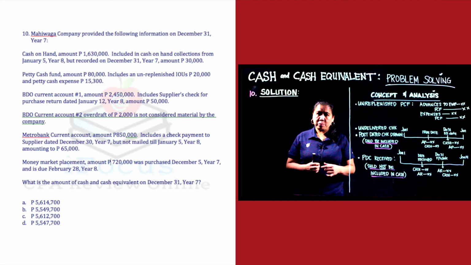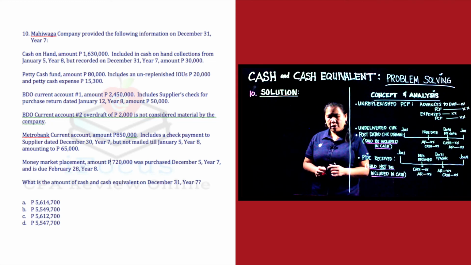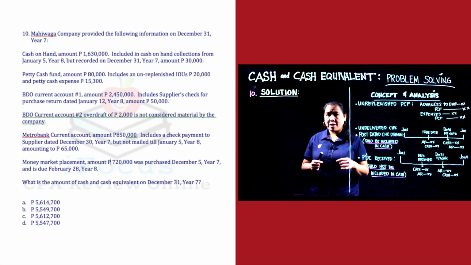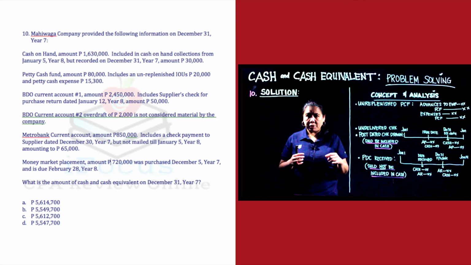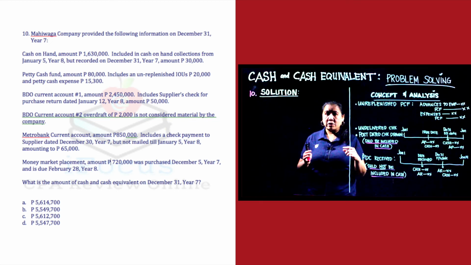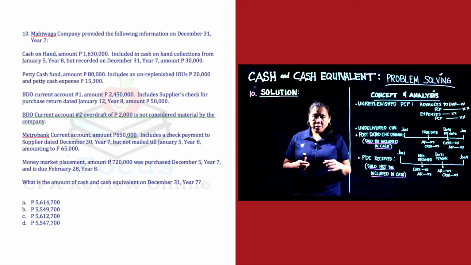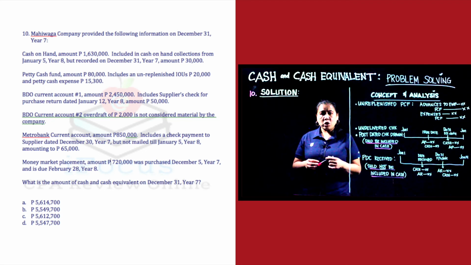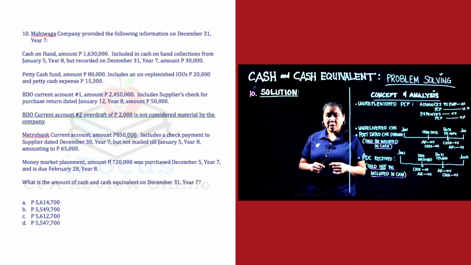Alright, question number 10. Requirement is, what is the amount of cash and cash equivalent on December 31st, year 7? Okay, so ang hinahanap dito ay both cash and cash equivalent. Alright? Mahiwaga Company provided the following informations on December 31st of year 7. Cash on hand, syempre kasama yan sa ating total cash and cash equivalent of amounting to 1,630,000.